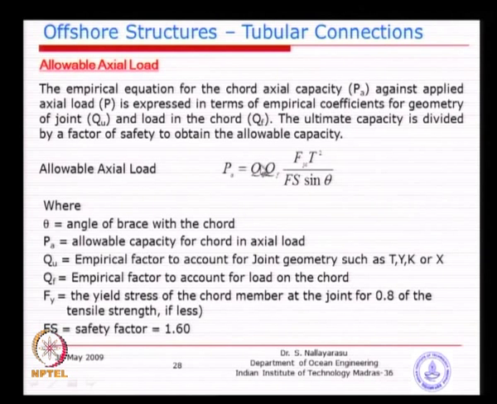The first parameter is called QU, which typically accounts for the geometry of the joint. For a T joint or a K joint, the behavior is going to be different. So, basically it accounts for the geometry and the load transformation. The second parameter, called QF, accounts for any stresses in the chord itself.